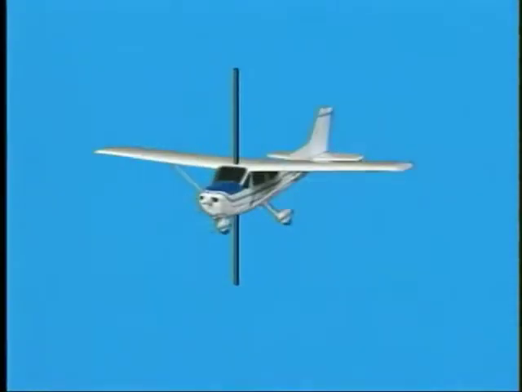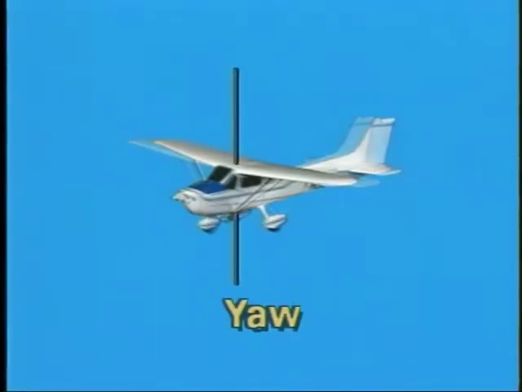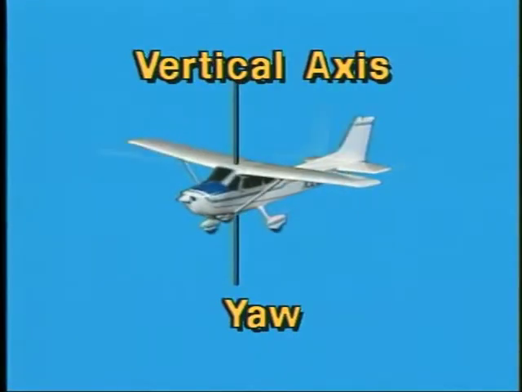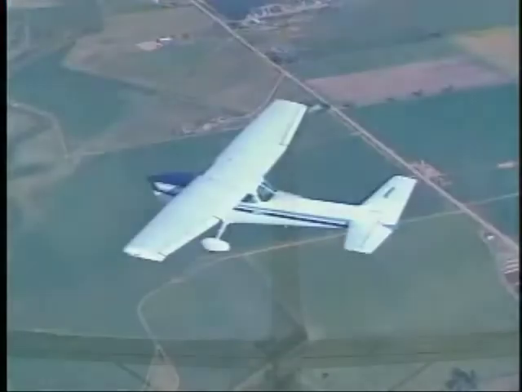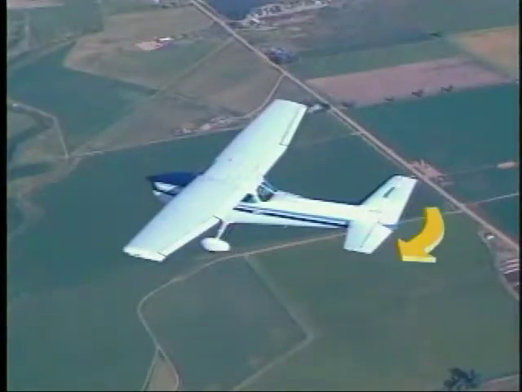The swinging movement of the nose to the left and right is called yaw and occurs about the vertical axis. This rotation is controlled by the rudder. When you step on the right rudder pedal, for instance, the rudder deflects to the right, which creates an aerodynamic force to the left. This causes the nose of the airplane to yaw to the right.